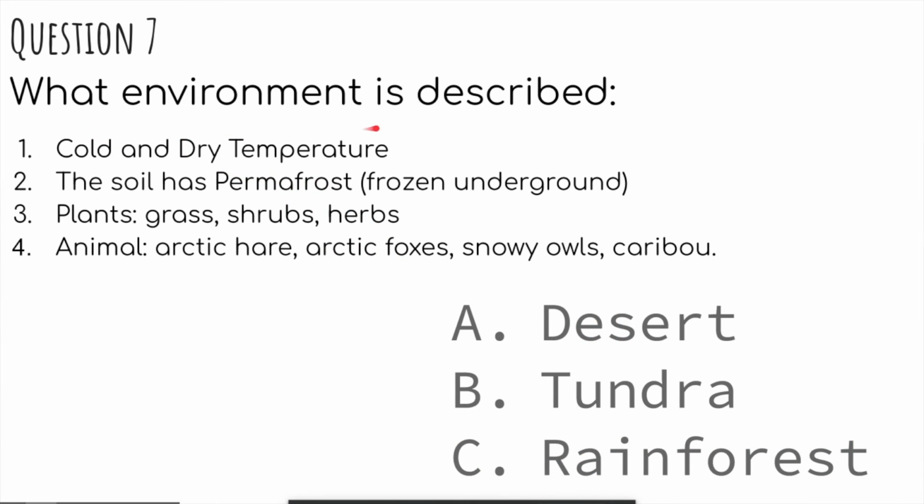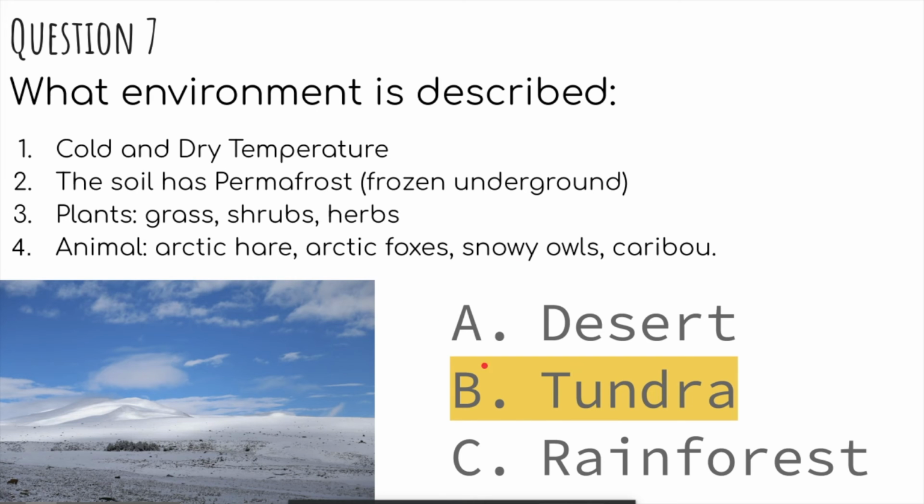What environment is described? This environment has cold and dry temperature. The soil has permafrost, which means it's frozen underground. Plants are grass, shrubs, herbs, and then animals are Arctic hares, Arctic foxes, snowy owls, and caribou. What environment am I describing?